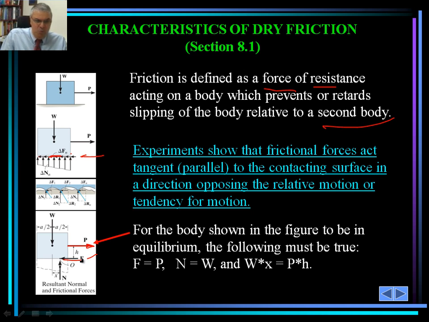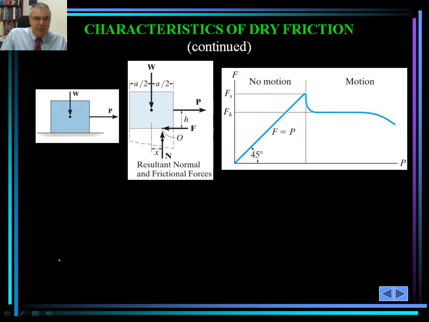So what would be the magnitude of the normal force N to the surface? Looking at the free body diagram, taking summation of forces in the y direction, y is up to the page, if this is the y direction. Then W must be equal to N. And then also W times X must be equal to P times H if you want to take the summation of moments about the point O that I just identified by a red mark down here.